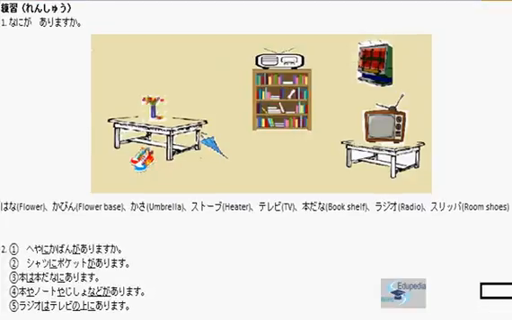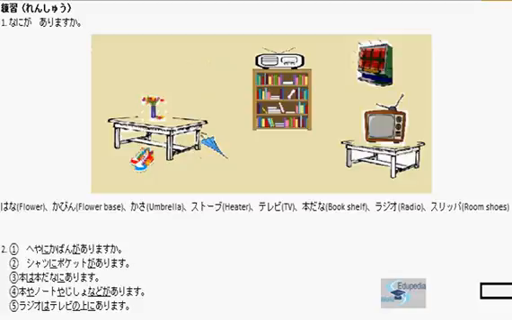Now we have come to the last section of this lesson, that is Renshu, exercise or practice. So the first question is Nani ga arimasu ka? So you see a photograph here. You can see a lot of objects in the photograph.